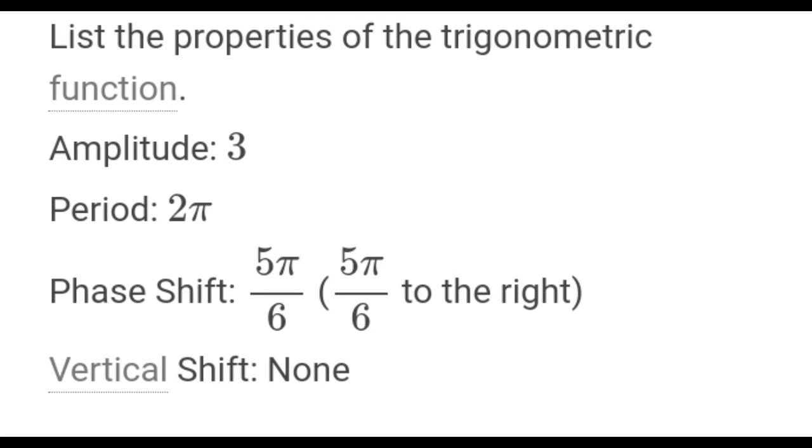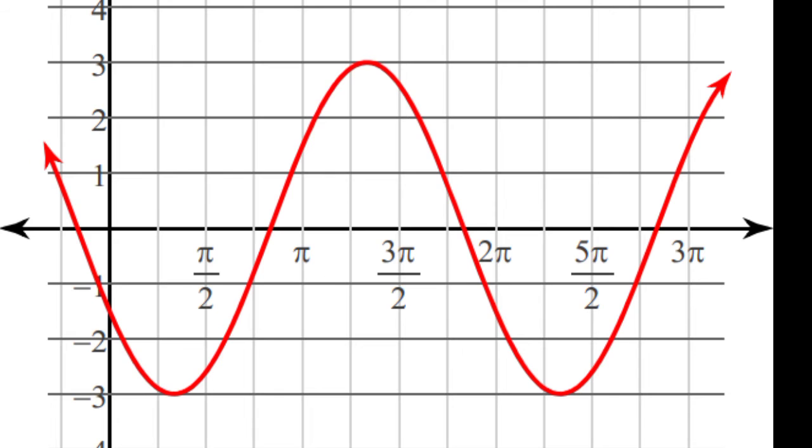List of the properties of the trigonometric function. Amplitude is 3, period is 2 pi, phase shift is 5 pi over 6, or 5 pi over 6 to the right, vertical shift none, and the minimum is negative 3 and the maximum value is 3. Here is the graph of y is equal to 3 sine times theta minus 5 pi over 6.